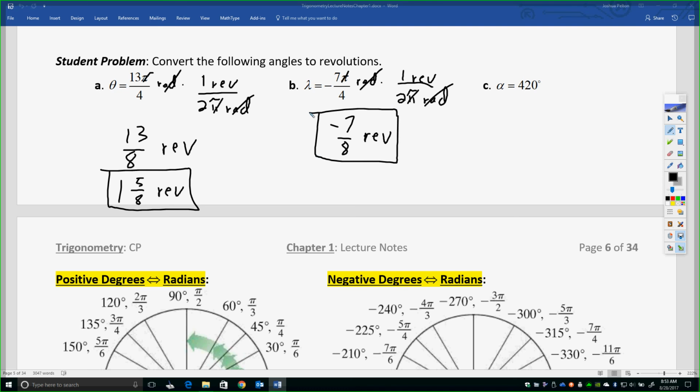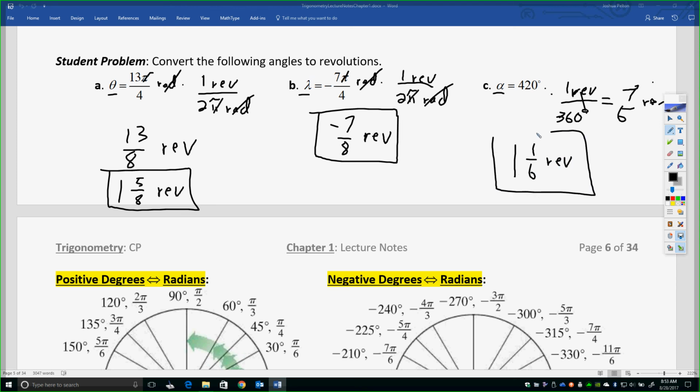And the last one, theta. So we're paying attention, by the way: alpha, lambda, theta, the letters I'm using from the Greek alphabet. That's in degrees. So 1 revolution is 360 degrees. That didn't work out too well, let's fix that. 360 degrees, so that'll give me 7/6 of a revolution, which is 1 1/6 of a revolution. Alright, let's go to the last page.